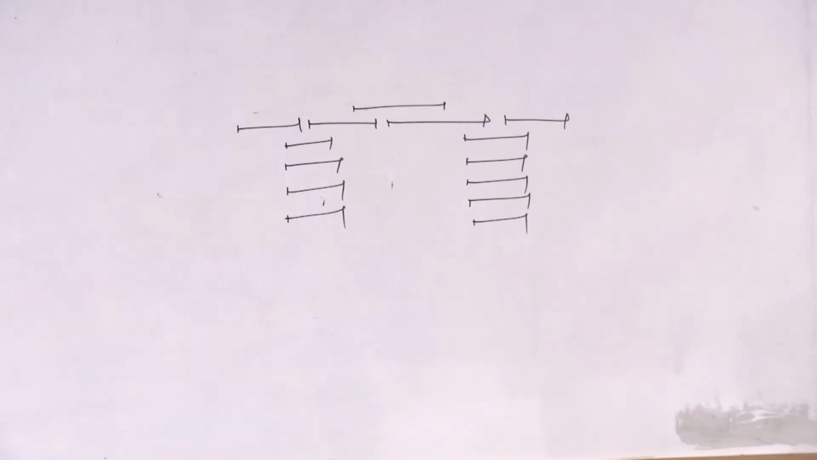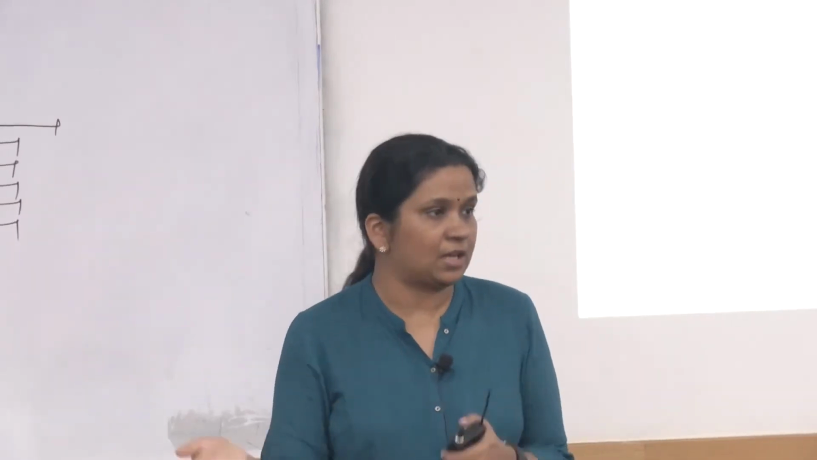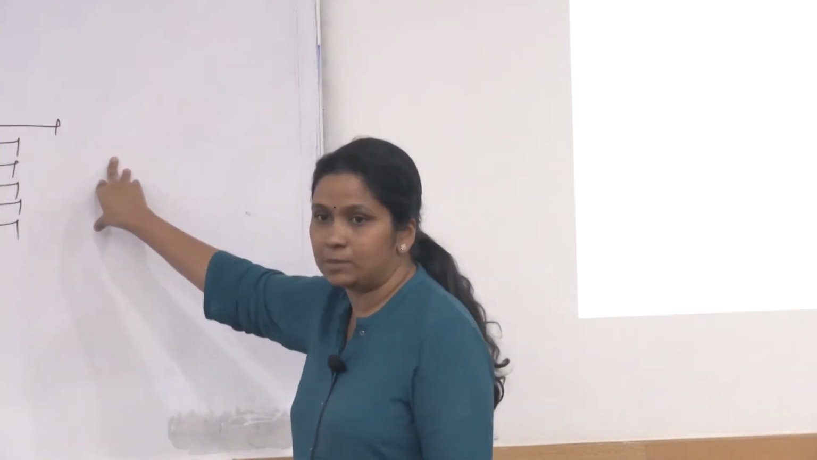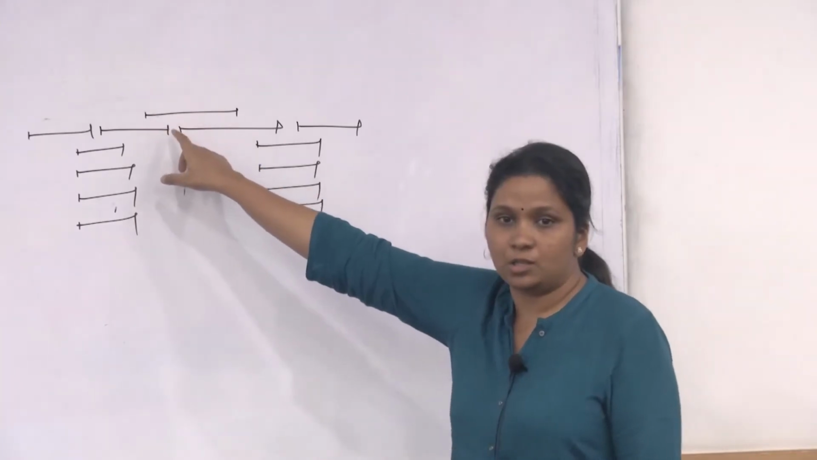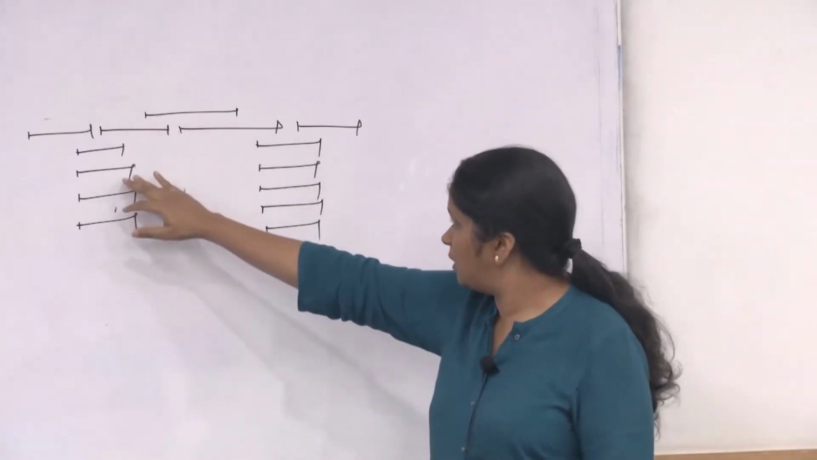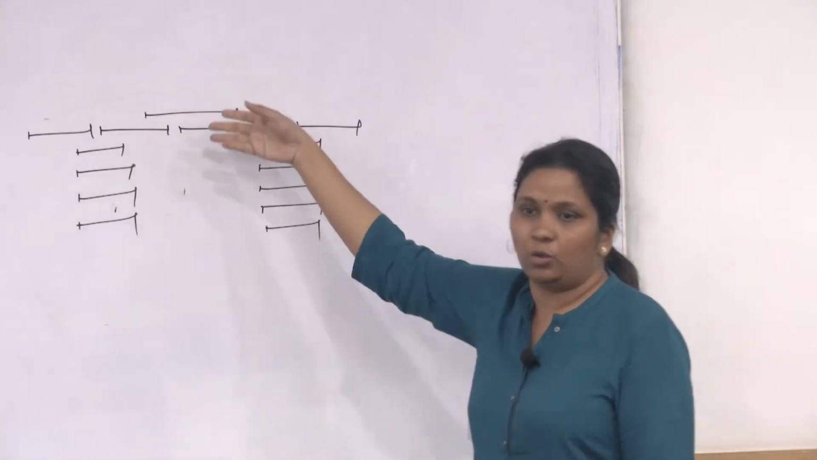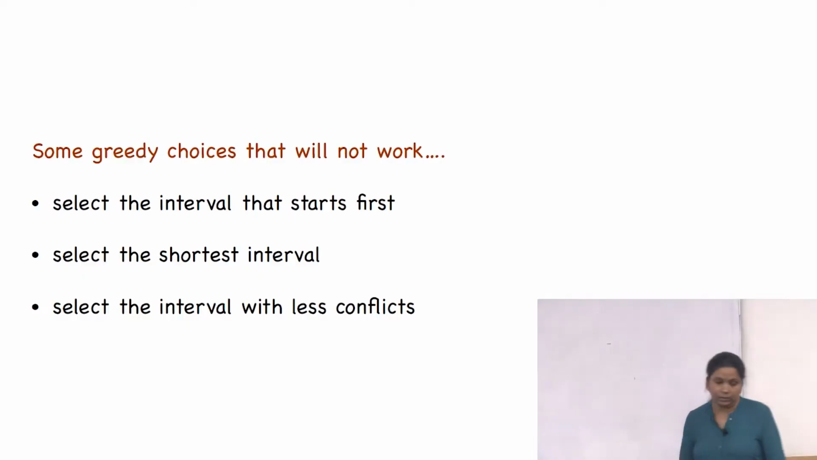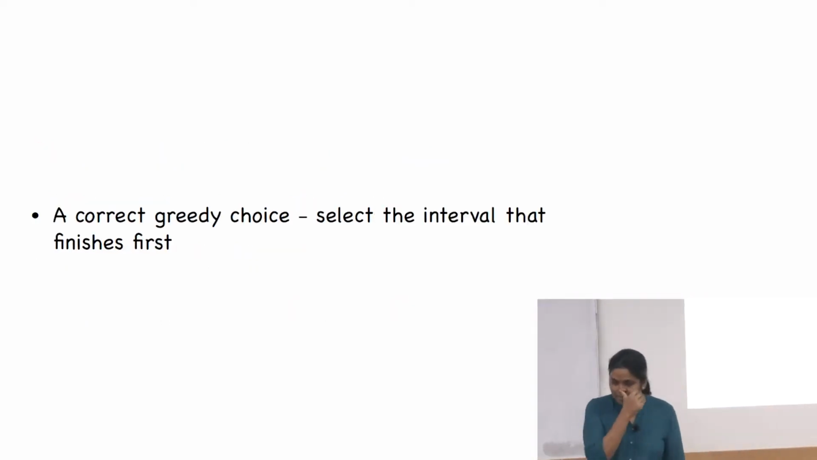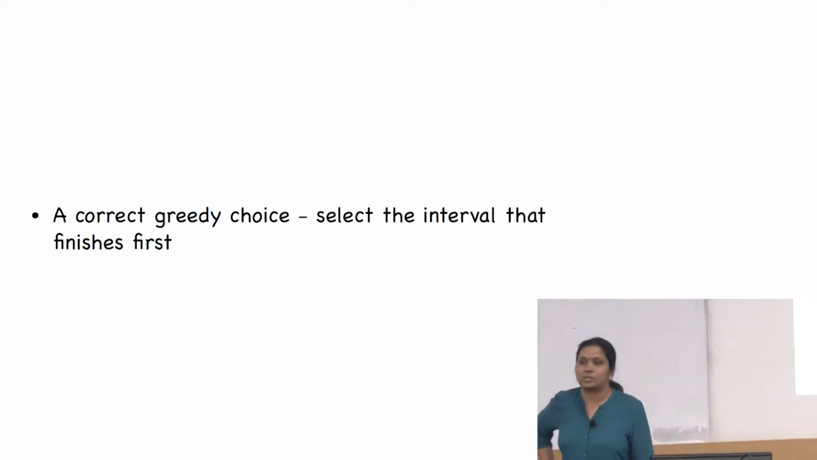The idea behind the counter example is that the maximum independent set may have a large number of conflicts, but can still be the maximum independent set. So for example, here this one has the minimum conflict. Once you take this, you can take at most 2 more, whereas 4 is the maximum. Now let's come to what he suggested: select the interval that finishes first.